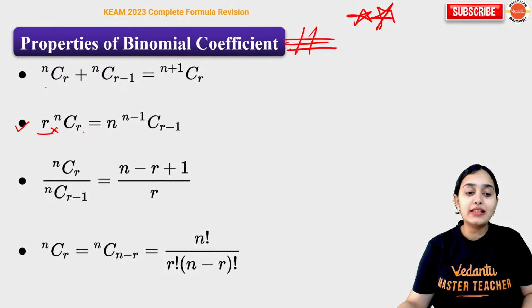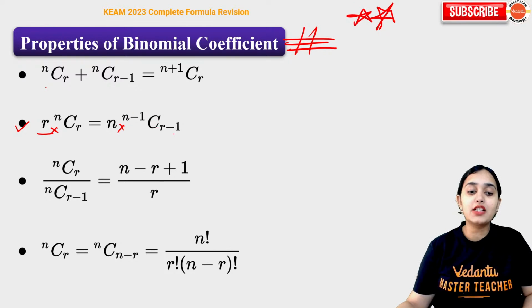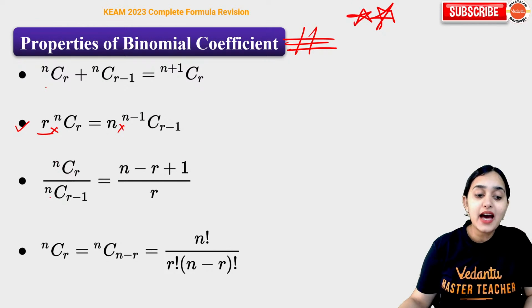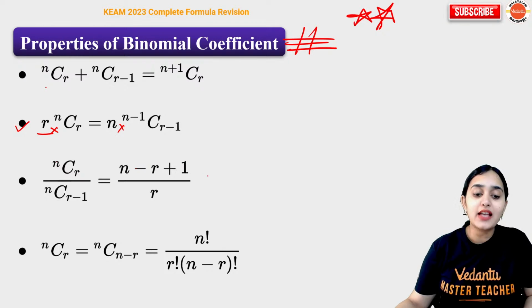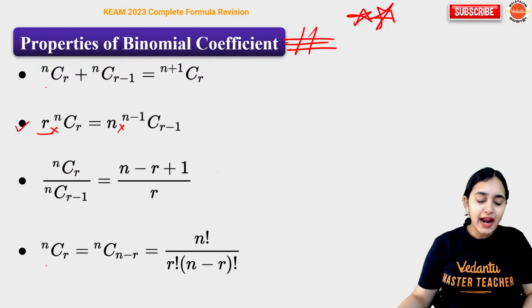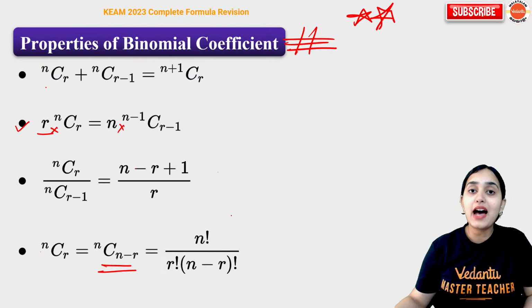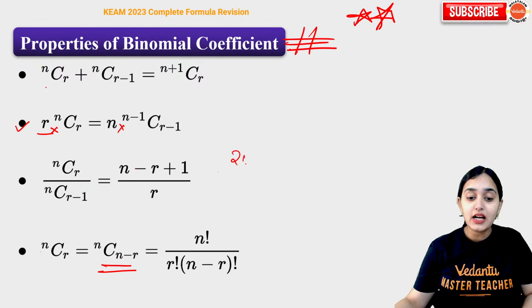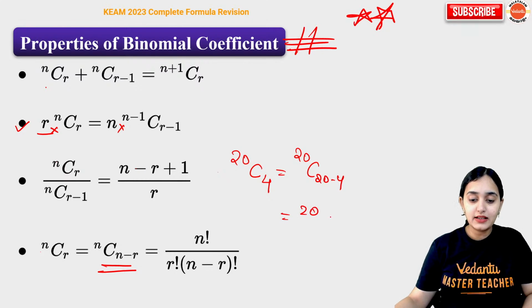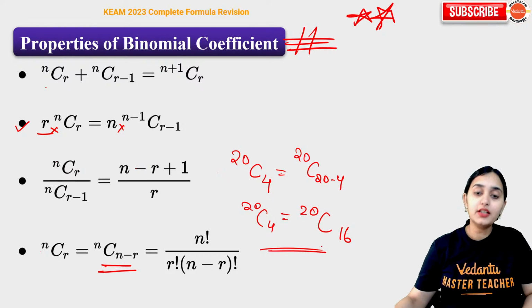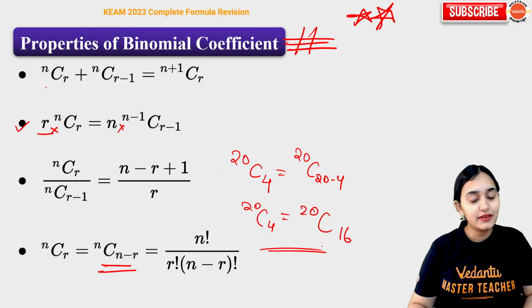r into nCr is n into n minus 1 Cr minus 1. nCr upon nCr minus 1 is n minus r plus 1 upon r. And nCr is also equal to nC n minus r. Remember, for example, 20C4 is equal to 20C20 minus 4, that is 20C16. So always remember, you can directly write the same answer.